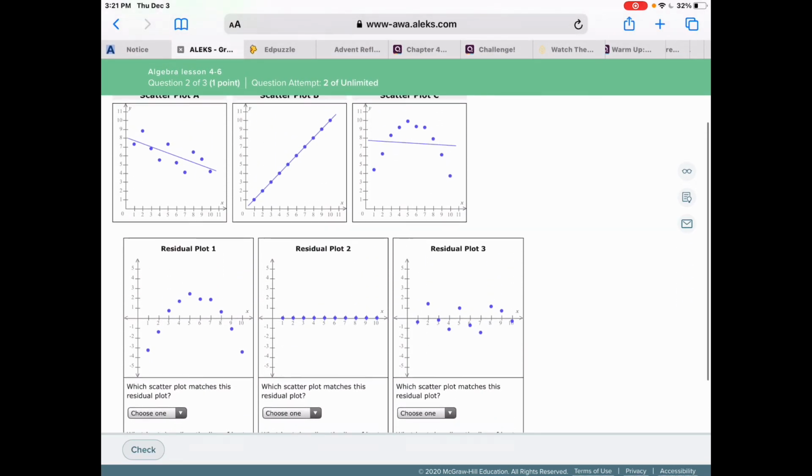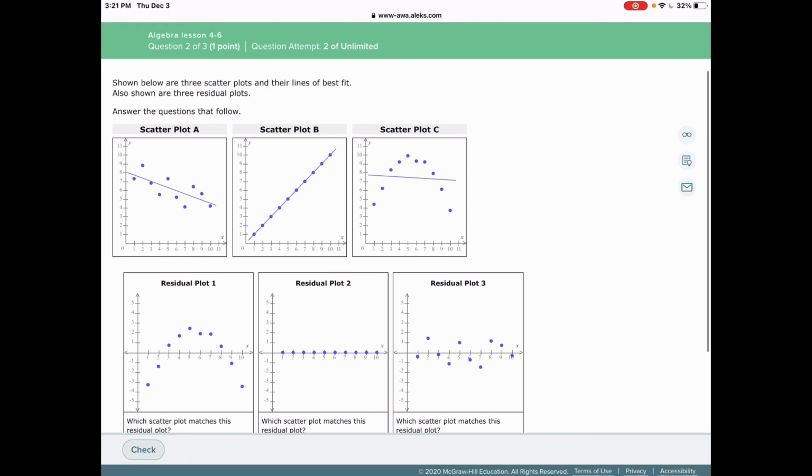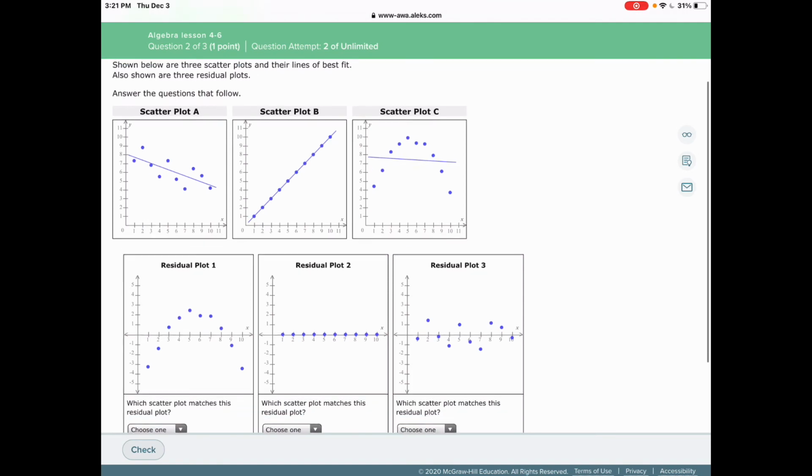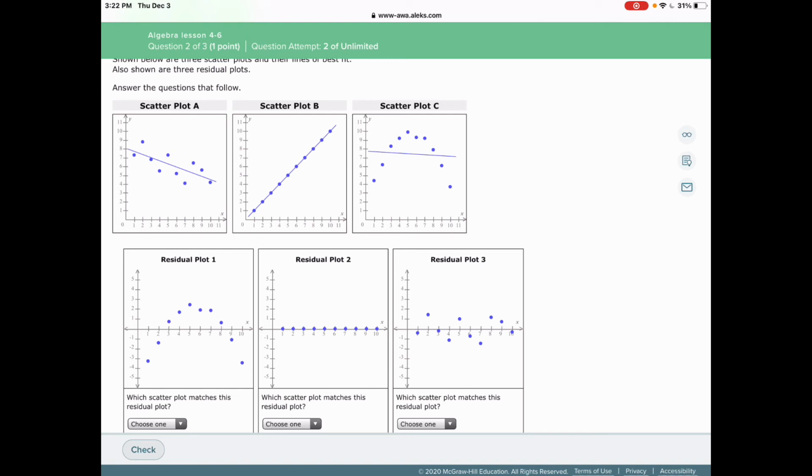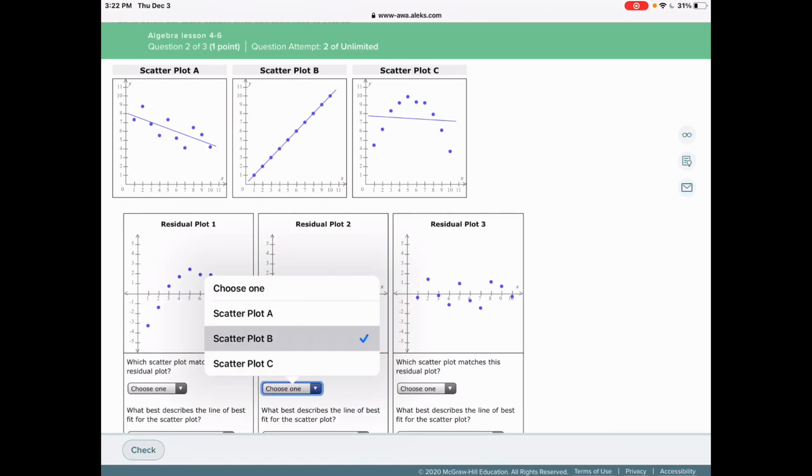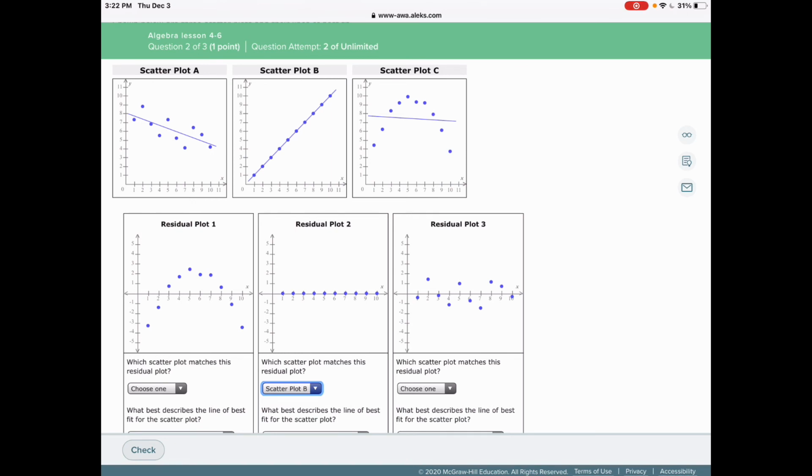I have some scatter plots, and what I'm going to do is not only look at the line of best fit, but I'm going to take my residuals, those numbers I was just calculating where I do observed minus predicted, and I'm going to graph those. And if, when I graph them, they make a perfect line across the x-axis, then I know it was a perfect graph because the residuals were all 0, right? So if the residuals are all 0, they will be like residual plot 2 there. See how that's a perfect flat line? That perfect flat line must go with scatter plot B because scatter plot B is a perfect line. So I'm going to choose scatter plot B to go with that perfect residual.